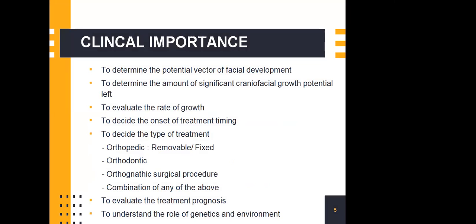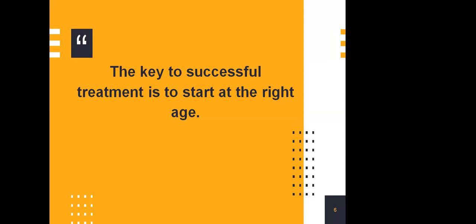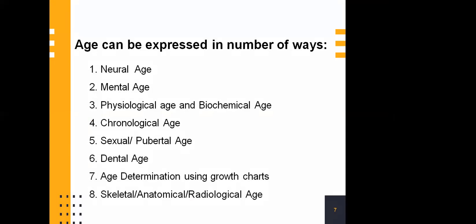Before moving on to the main topic for today, that is the maturity indicator, we need to know about age because the key to successful treatment is to start at the right age. And age can be expressed in number of ways like the neural age, mental age, physiological and biochemical age, chronological age, sexual and pubertal age, dental age, and age determination using growth charts. Finally, the skeletal, anatomical, and the radiological age.